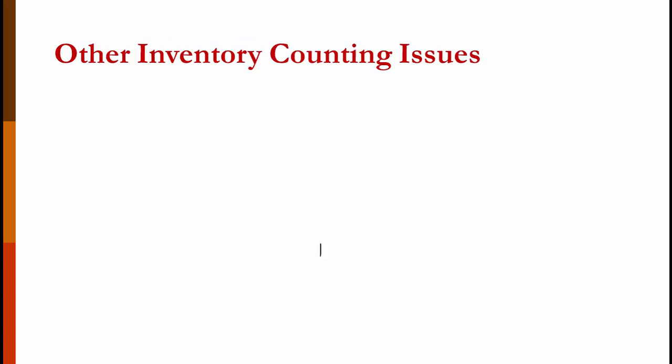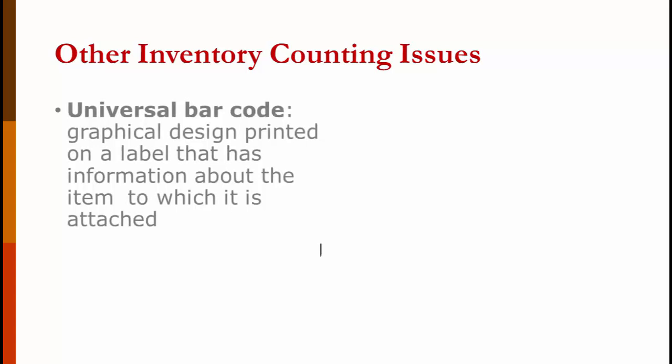Let's talk about two things that are almost universal in inventory. The first is a barcode, sometimes called a universal barcode. You all know what that is. You've seen it thousands of times. It's a graphical design printed on a label that has information about the item to which it is attached. It's not just for consumer items. Items in factories have barcodes. The work center will scan the barcode as they use the item or as they work on the item or just to keep track of the item.